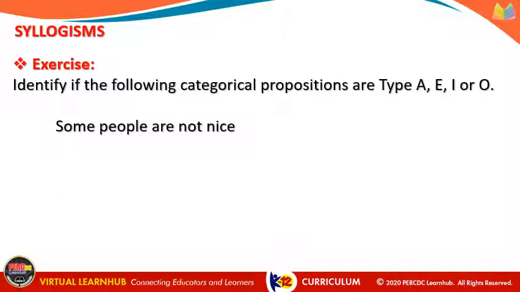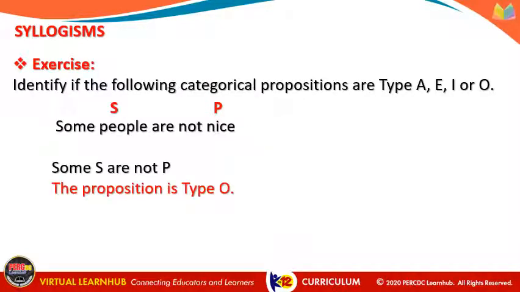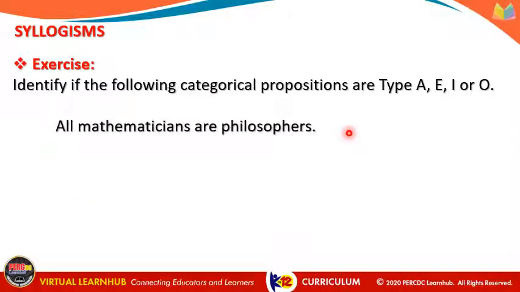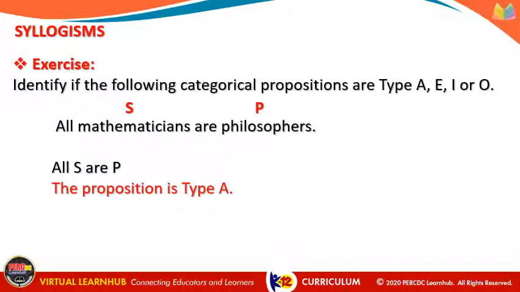Next, some people are not nice. The subject is people. The predicate is anything that is nice. This proposition follows the some S are not P format. Therefore, this is a type O proposition. Next, all mathematicians are philosophers. The subject is mathematicians. The predicate is philosophers. This follows the form all S are P. Thus, we have a type A proposition.